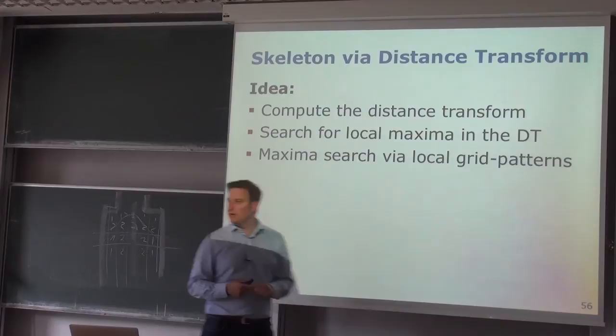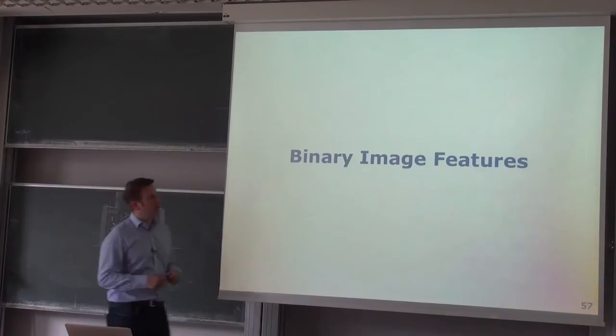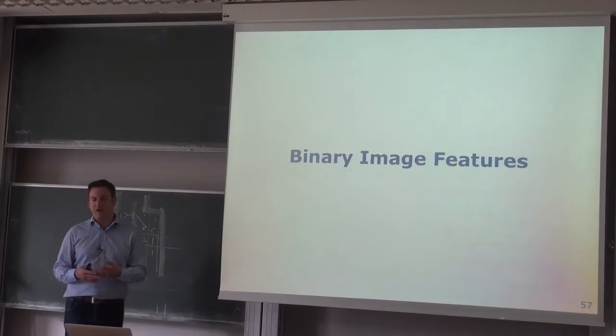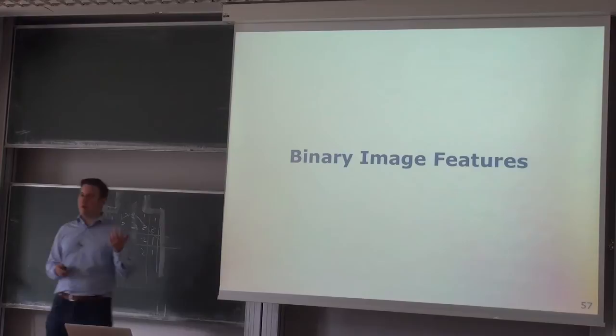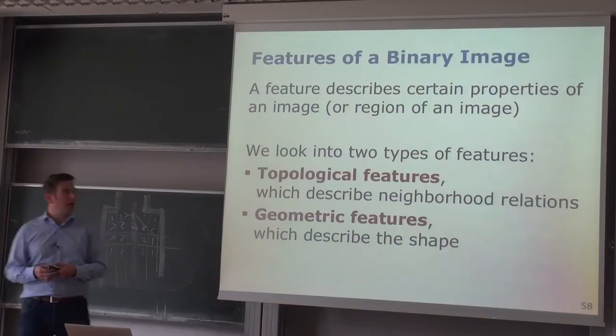Last but not least, I would like to talk a little bit about features. We'll also talk about features in the remainder of the course from time to time. Features are descriptions of an image, which can be local descriptions, but can also be global descriptions, which describe the image or a part of the image in a compact way. It may not be a mapping that I can map from the image to the feature and from the feature back to the image. So typically I lose some information if I map from the feature to my image, but it's a more compact representation of the binary image.